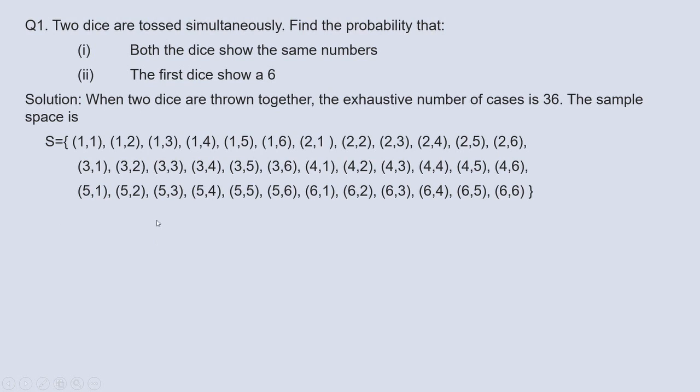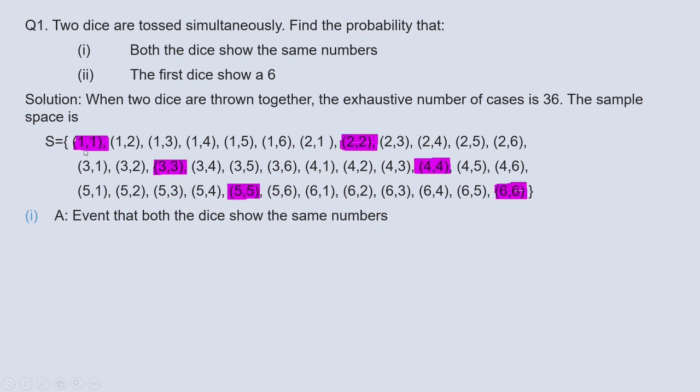Now, the first one. Let us denote this event by A. A is the event that both the dice show the same numbers. So, what will be the set A? What are the values A can take? A can take these values: 1, 1. Means both are showing the same number. So both may show 1, 1.